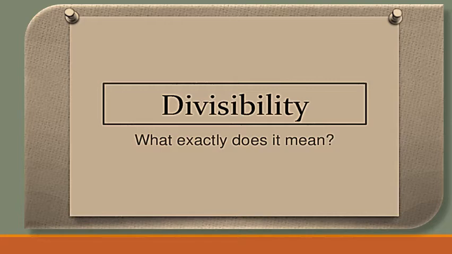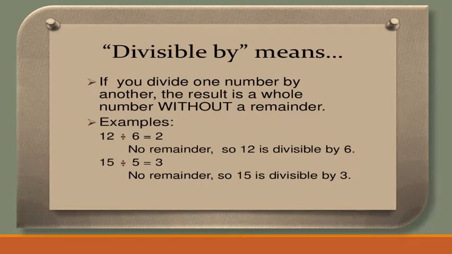Alright students, now tell me, what does divisibility mean? What does divisible by mean? There are certain rules in mathematics to find whether one whole number is divisible by another whole number by leaving no remainder. In other words, if you divide one number by another number, the result is a whole number without a remainder. For example, 12 divided by 6 is equal to 2.